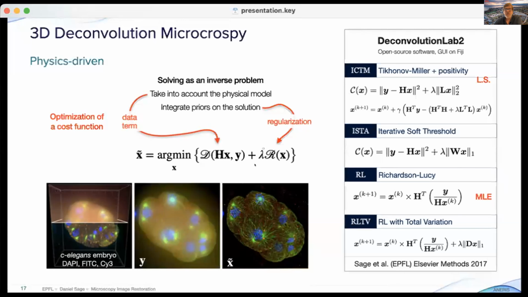If you want to try this kind of thing, we have developed a plugin for Fiji ImageJ, called DeconvolutionLab, that has different methods, with different regularization terms, total variation or others, and different ways to deal with this data term. Here we have the least squares expression, or we can use a maximum likelihood expression. So there are different ways to integrate the data term and regularization.